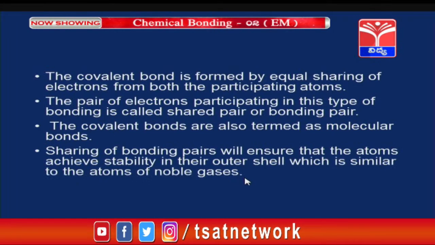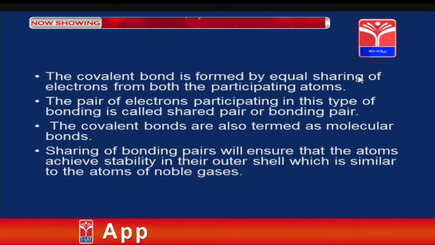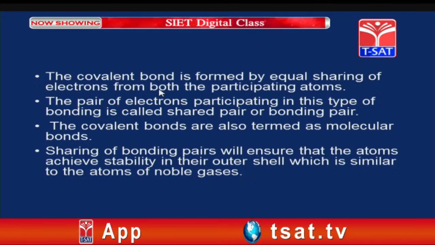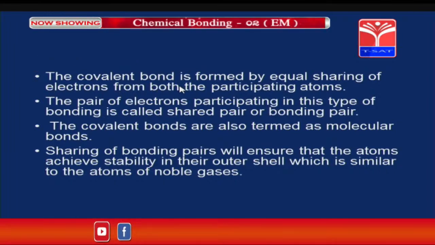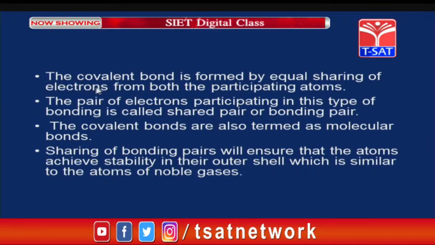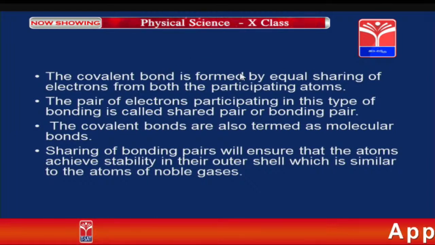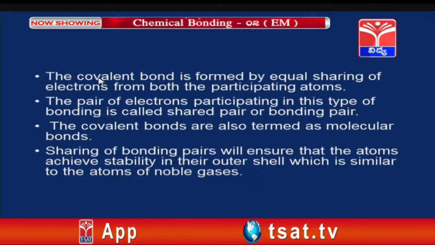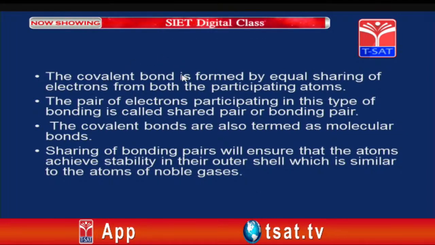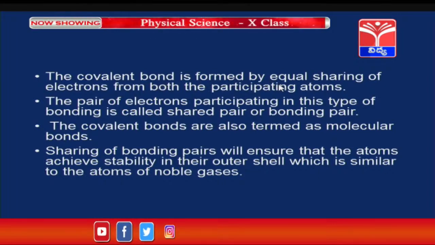Let us see some examples. The covalent bond is formed by equal sharing of electrons from both the participating atoms. So, coming to the next type of bond, children, covalent bond. How is this covalent bond formed? Here, as I told you, in non-metals, these non-metals neither gain nor lose electrons, but when they are combining with the same entity, they mostly share electrons.